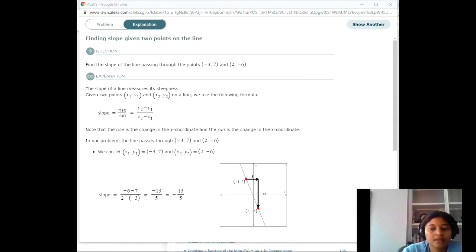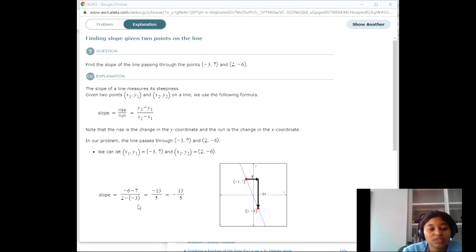Finding slope given 2 points on the line. So here you can see they've already given us the points, -3 and 7, 2 and -6. Once again, keep in mind that the x's are the numbers in the front and the y's are the numbers in the back. Okay, and then you can easily go ahead and write them in for the rise and the run. Okay, so here, this is what they have here. They've already gone ahead and wrote those numbers in for us.